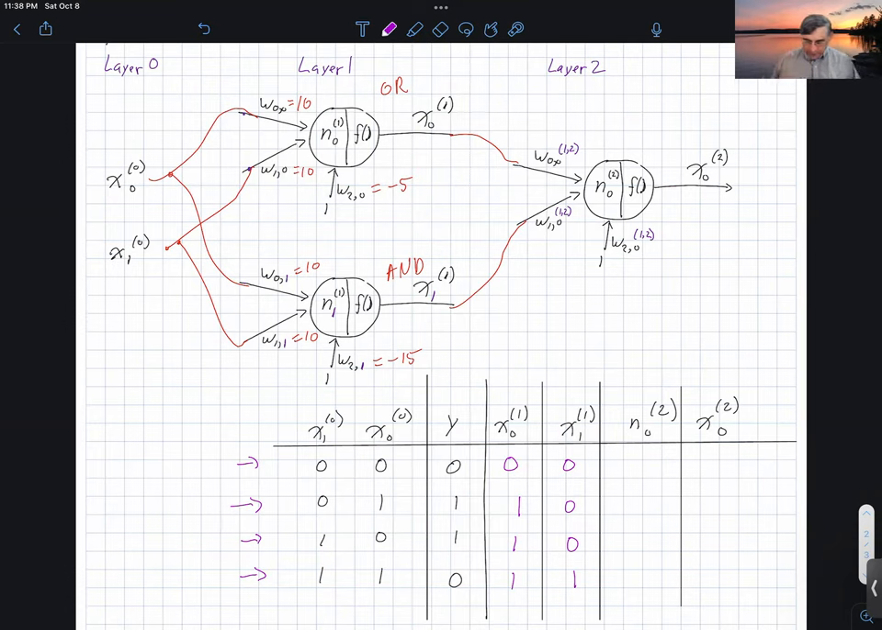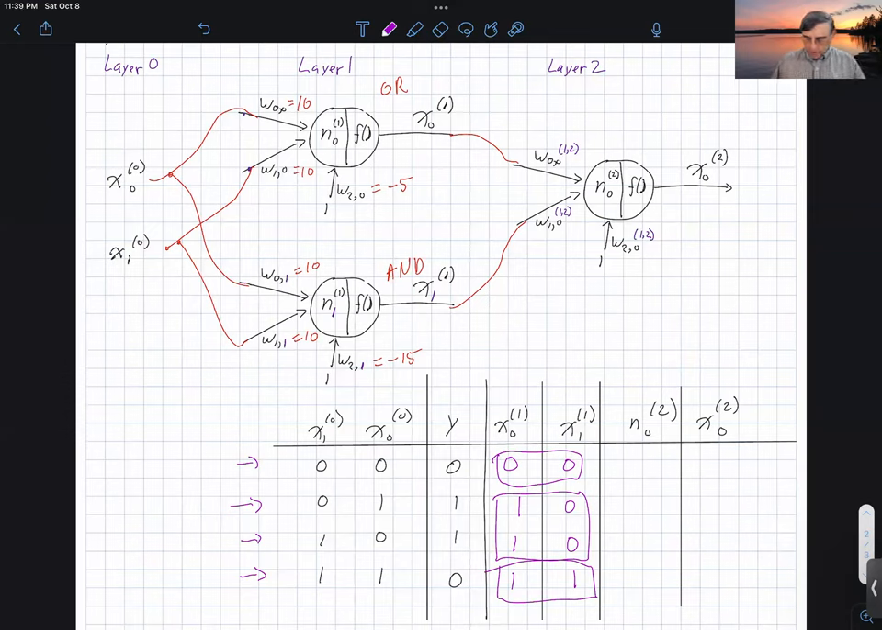So looking at the inputs to the layer 2 neuron, we really only have three different cases. We have a 0-0 case, we have a 1-0 case, and we have a 1-1 case. And so that, in some sense, kind of simplifies the problem. We don't have a 0-1 case coming into this neuron. So what should we choose for our W's here?